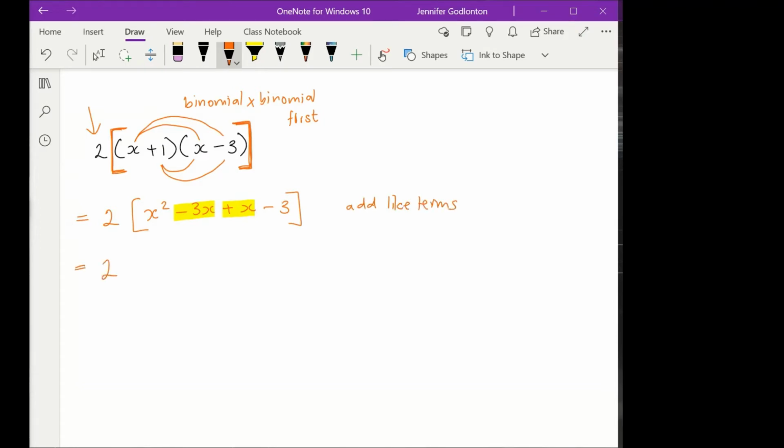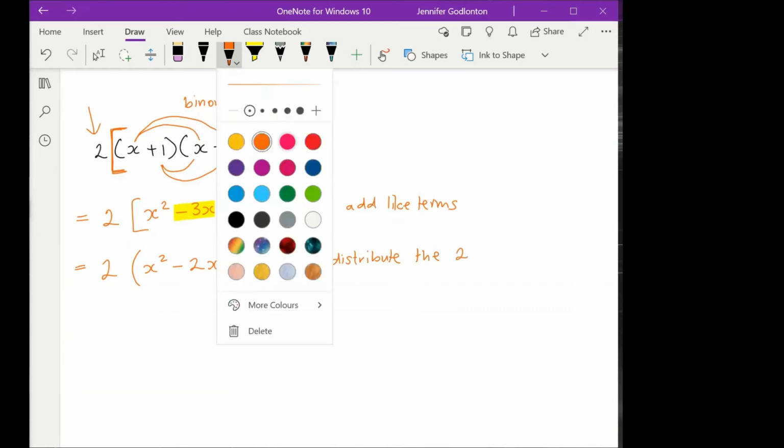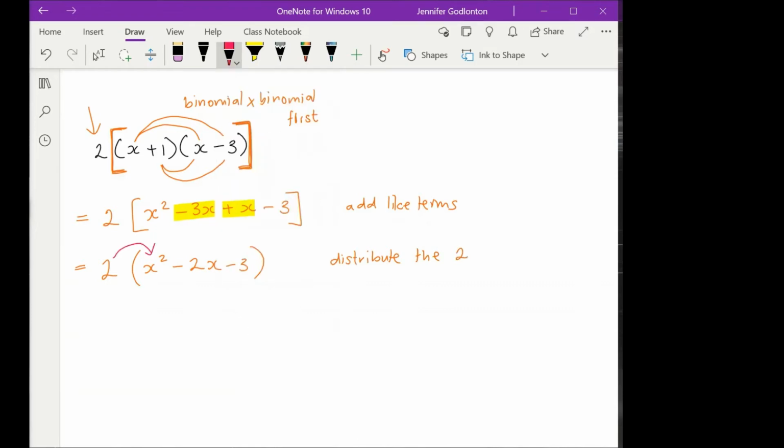And I'm going to say I have 2 brackets. I'm just changing it to a curly bracket now because I think sometimes the square brackets scare people. But if you are not scared of the square brackets, then please feel free to keep it. So now I'm going to have x squared, minus 3 plus 1 is going to be -2. And then I've got my -3. And now that I'm at this point, I'm going to distribute the 2. So now I'm going to take this 2 in and multiply it into all 3 terms. And so I get 2x squared minus 4x minus 6.